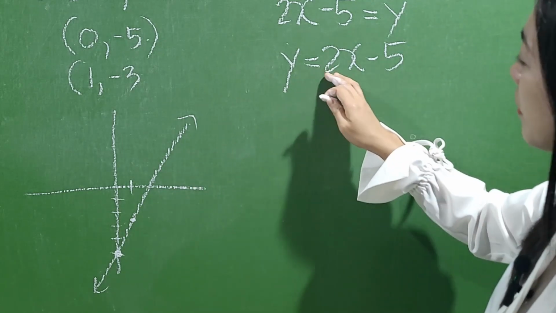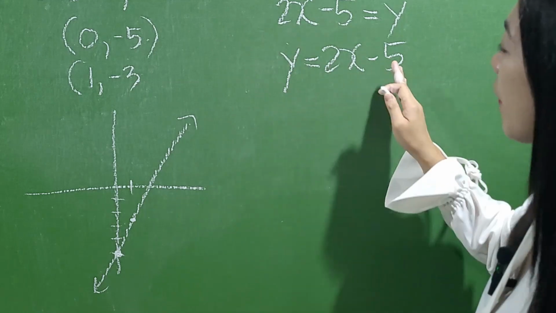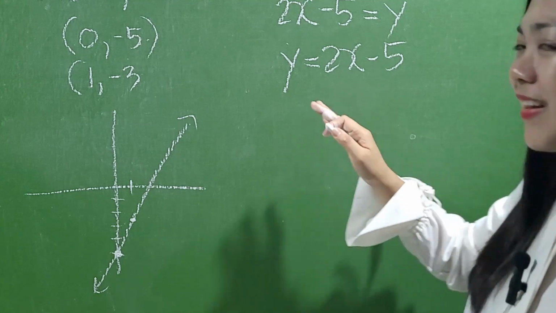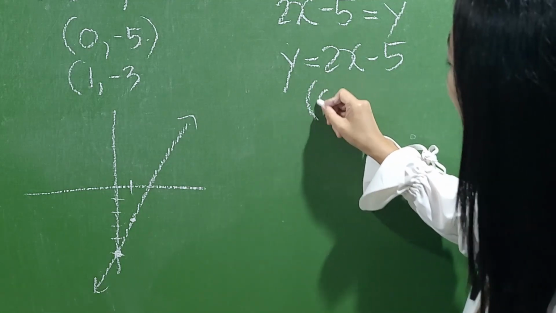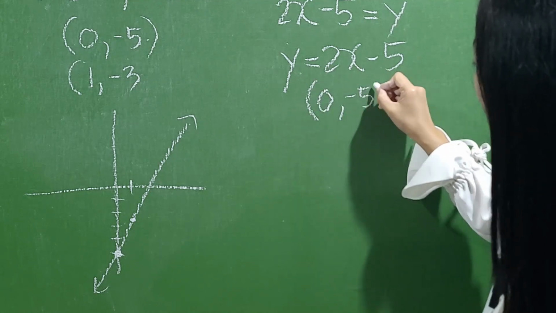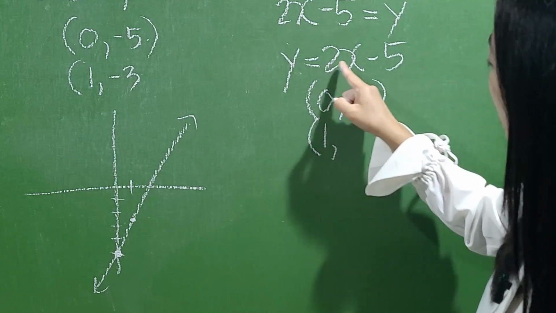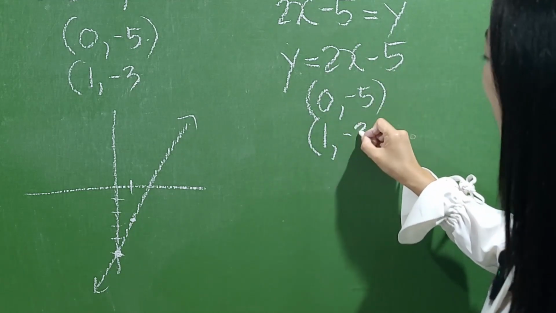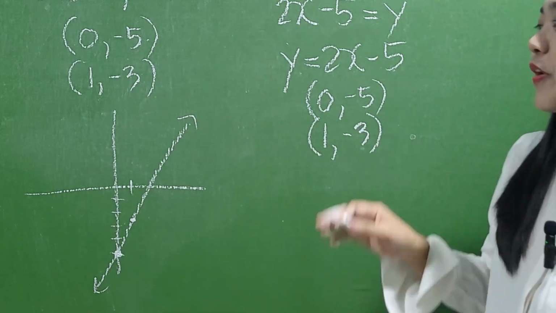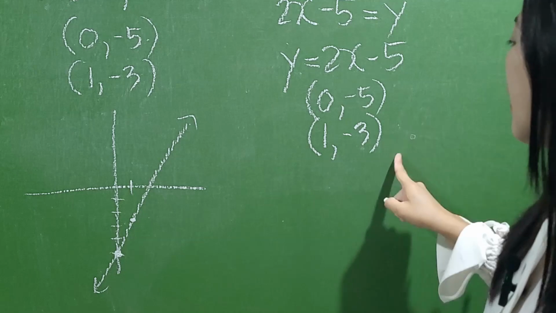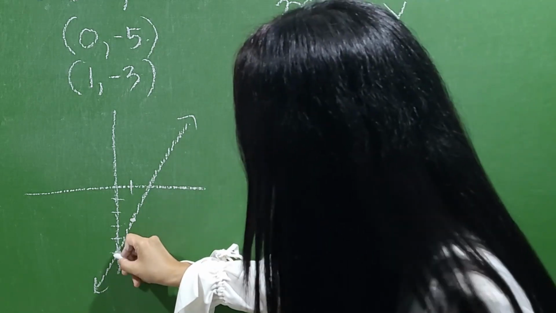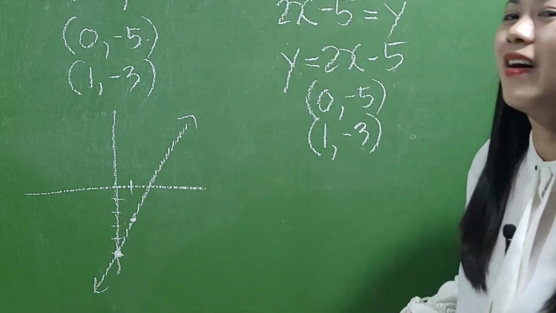What about y is equal to 2x minus 5, or this linear equation in slope-intercept form? We need at least 2 points. So if x is 0, 2 times 0 is 0, so that means y is negative 5. If x is 1, so this is 2 minus 5, then y is negative 3. So we just got the same coordinates. If we plot the points, then we will just get the same points here, and then the graphs are just the same.